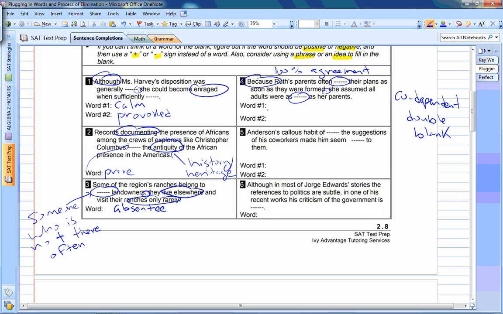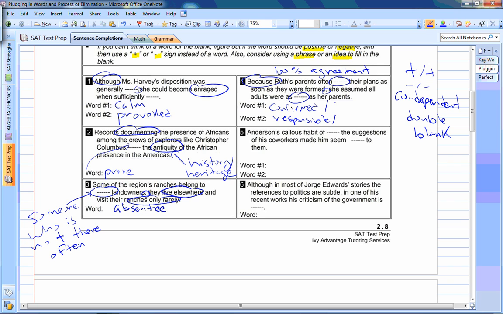So we could say often confirm their plans. So like maybe they would book something, then they would call the hotel to make sure it's in the system. So some adults were responsible as their parents. So notice how in this case I'm going positive, positive. Or we could do negative, negative.